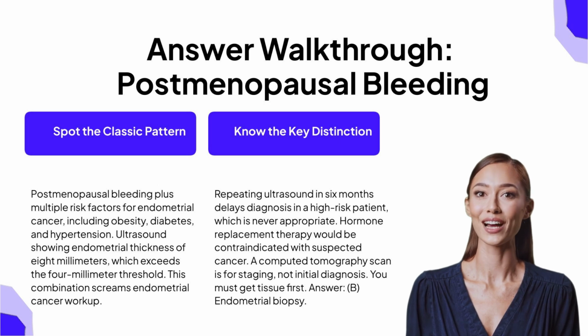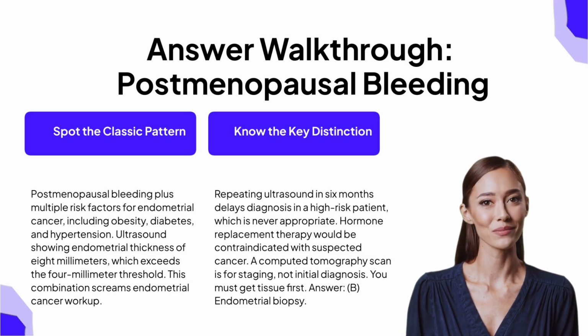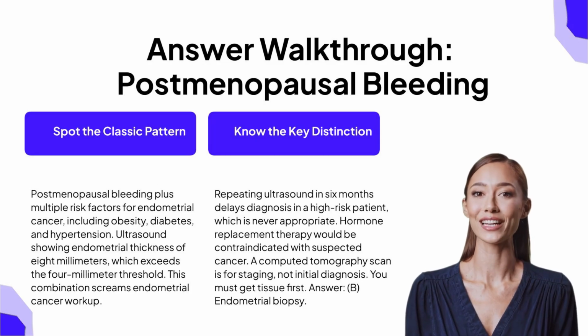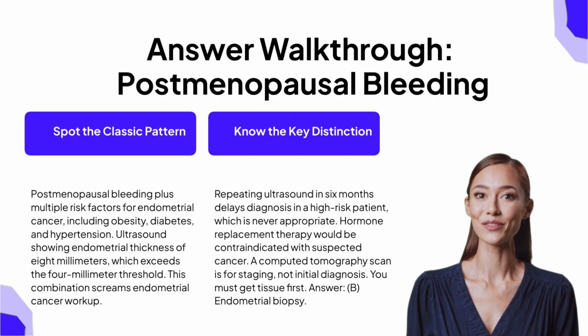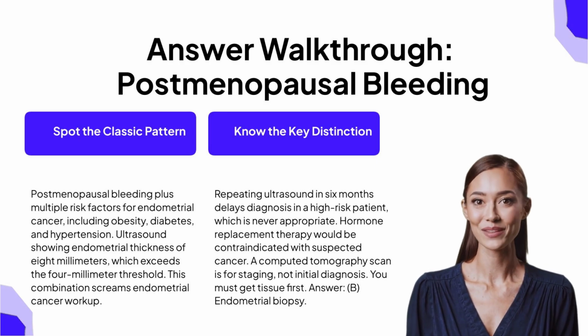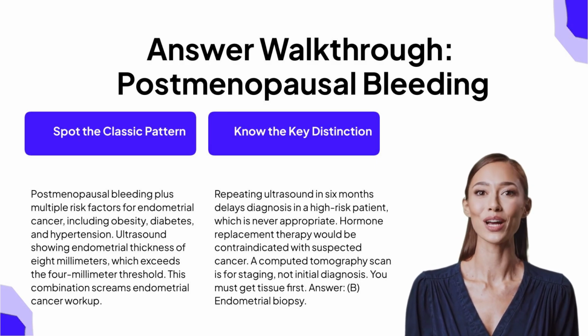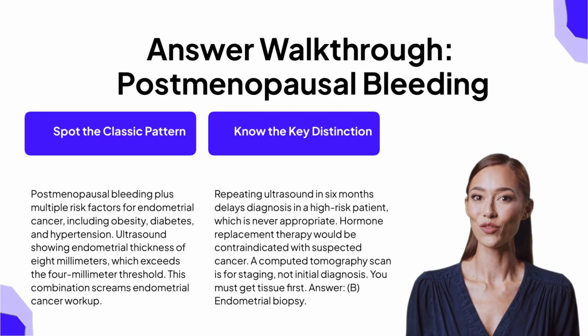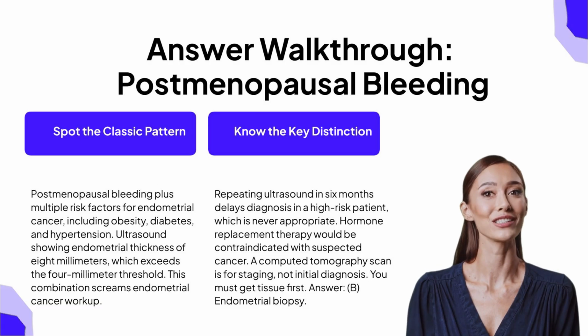Let us break this down. Spot the classic pattern: postmenopausal bleeding plus obesity, diabetes, and hypertension. These are classic endometrial cancer risk factors. The ultrasound confirms thickened endometrium at 8 mm, well above the 4 mm threshold. Know the key distinction. You always need tissue for diagnosis.